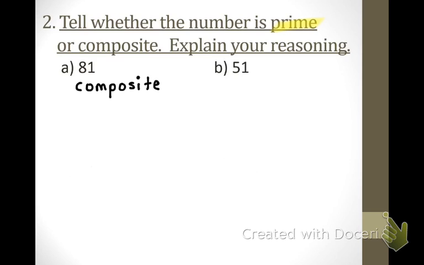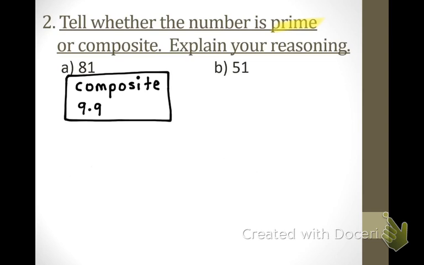All right. So here's what it says. Tell me whether it's prime or composite. He just told us it's composite, which is correct. And then it says explain your reasoning. He explained it to me because he said 9 times 9. That's all you have to write for explaining your reasoning. You don't have to give me a big long sentence. All I want to know is one fact that proves it, okay?